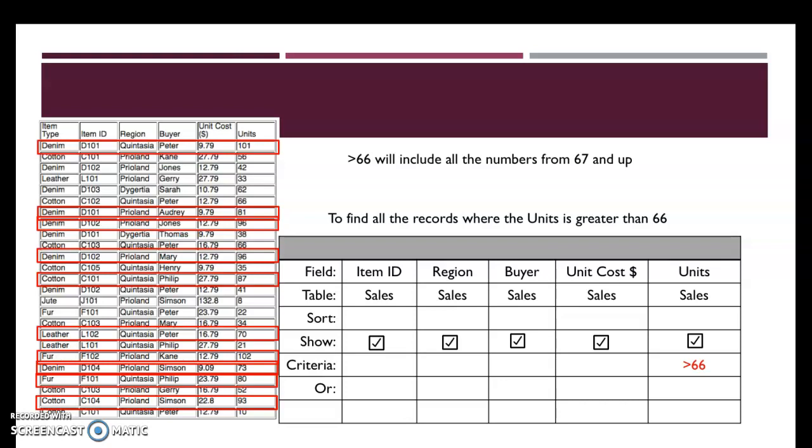So our criteria, again, we're looking for units. So this is going to be in the units column of our query design window, and our criteria will have the greater than symbol preceding the number that we are looking for. So the results of this query, then you're going to see, it's going to pull all of the numbers that are higher than 66, but it will not include records that are exactly 66.